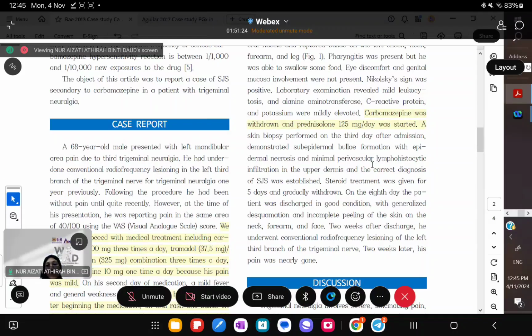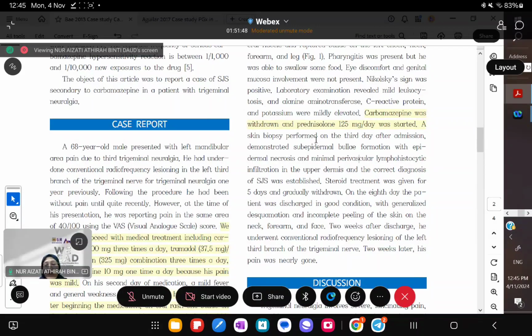So usually the first thing, if you learn in ADR, the first thing that you need to do is you have to discontinue the medication that is likely or possibly caused that ADR based on the previous report. So sepatutnya kita dah tahu, dah boleh agak lah which drug is actually causing that, and we have to discontinue that.